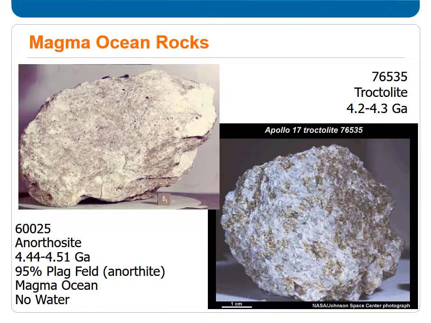The highlands are light, rough, and mostly anorthosite. These rocks formed in place about 4.5 billion years ago. Anorthosite makes up about 60% of the Earth's crust as well.